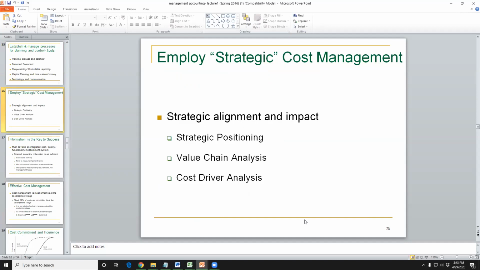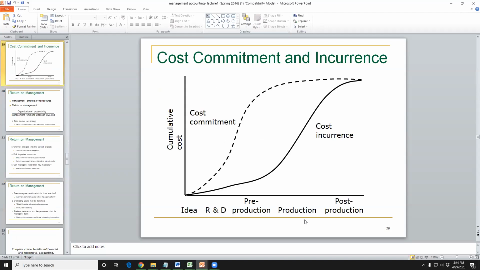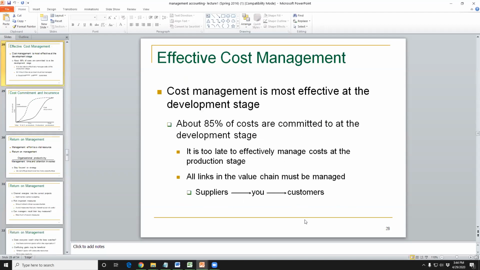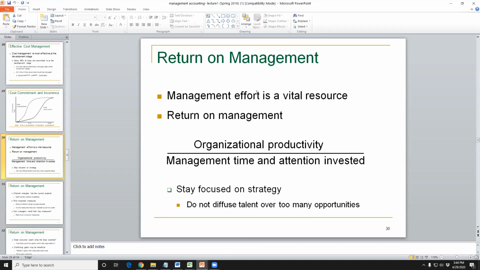Strategic cost management deals with three main elements: strategic positioning, value chain analysis, and cost driver analysis. Strategic positioning deals with: are we a cost leader, or are we in a position to differentiate? And we have to recognize this idea of cost commitment versus cost incurrence. We commit cost by key decisions we make long before we actually spend the money. So if we're going to influence the cost structure of organizations, we really need to be proactive and be involved in key strategic decisions.